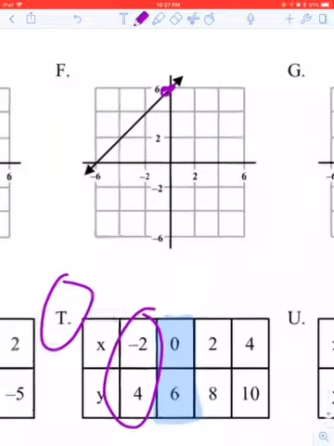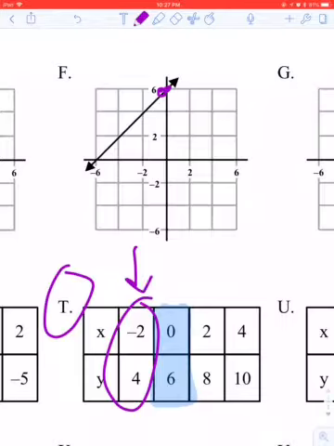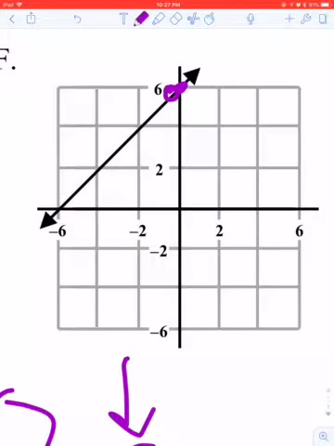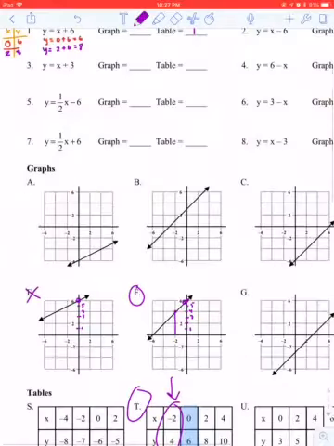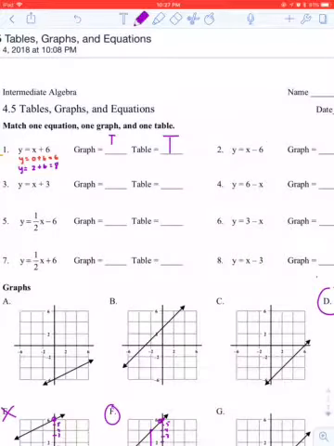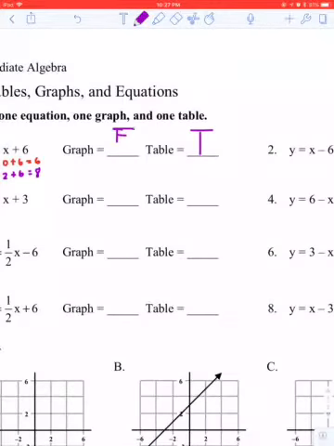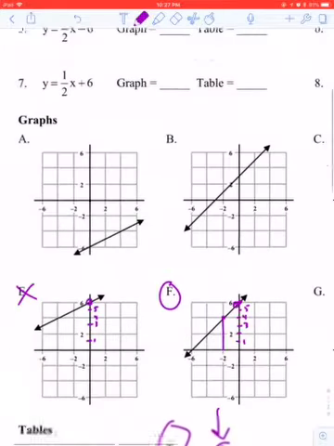Let's look at this one. We need negative 2, positive 4. So here's negative 2. So again, this is 1. That's 2, 3, 4, 5. So at negative 2, do we get a positive? We did get a 4 there. So then F is going to be our graph. So if you're comfortable with doing all the tables first and then doing the graph, that's perfectly fine. Or you can do them at the same time.